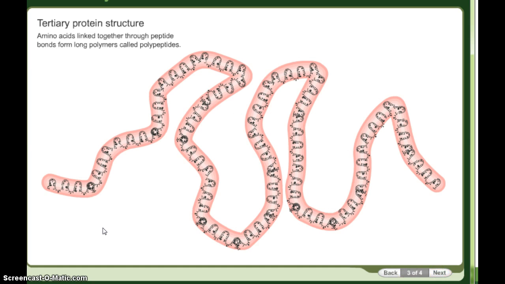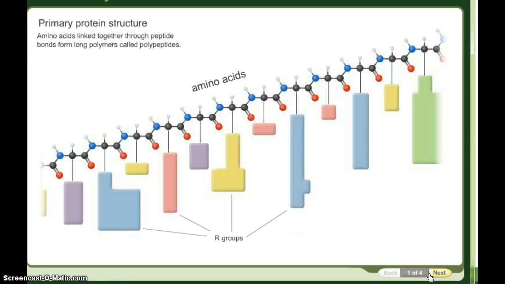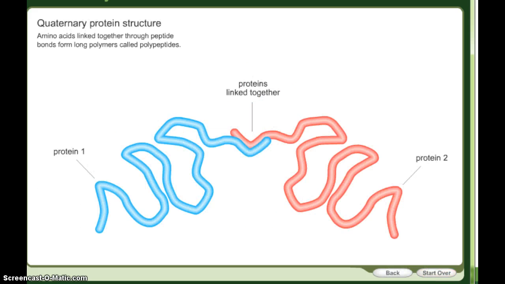Tertiary protein structure. Amino acids linked together through peptide bonds form long polymers called polypeptides. So they're huge. And quaternary protein structure. You can have protein 1 linked together with protein 2. And those are your different levels of proteins.